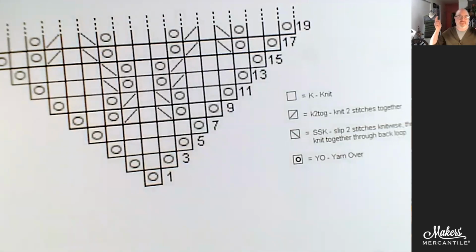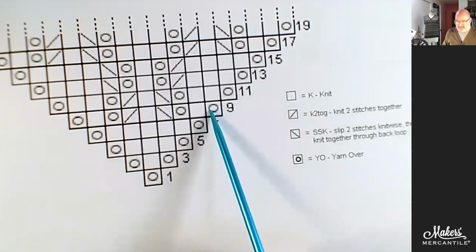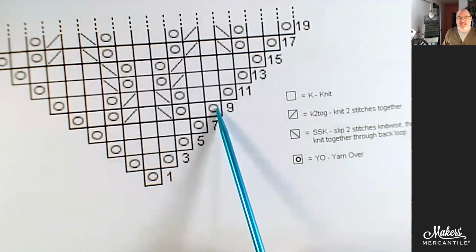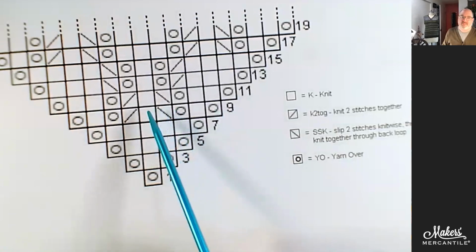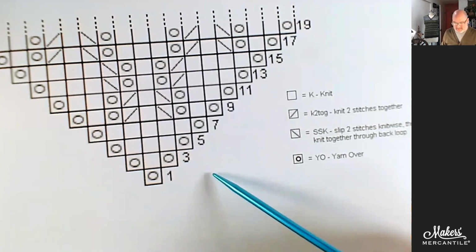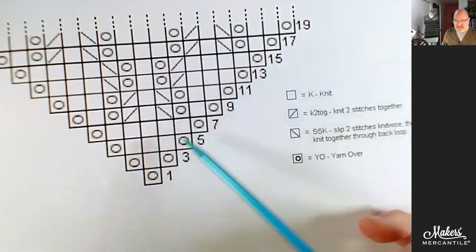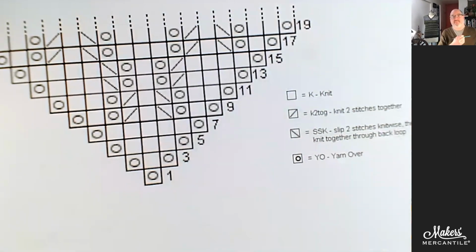The piece would be rectangular. But if you have more little round yarn overs, that would add stitches. And if you had more of these little slants, the SSKs and the knit 2 togethers, that would decrease the number of stitches in a row. So this chart only shows the right side rows, and it is worked flat. So the flat rows are mostly purled. You'll do whatever the instructions say to complete it.